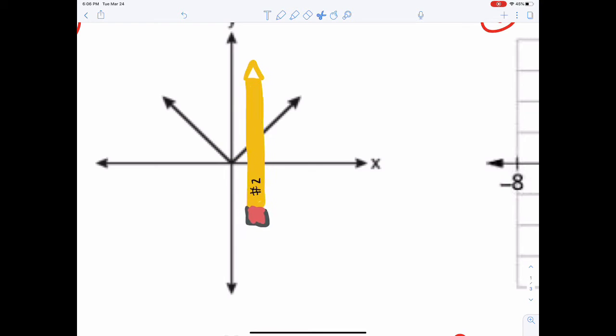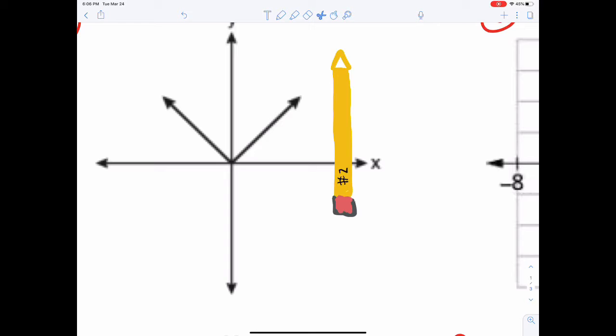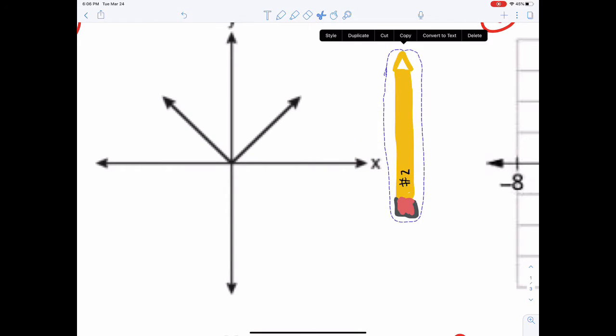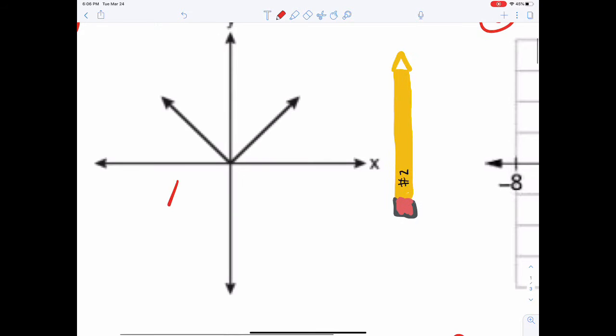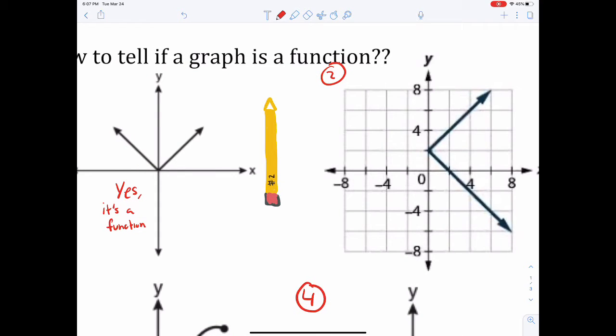And as I move on even further, throughout that whole time, my pencil is only over 1 point on the graph. So if your pencil is over only 1 point on the graph, we say that, yes, it's a function. That's all you do. You just drag your pencil across the paper and see if it hits more than 1 point at once. So let's see this go down again here.